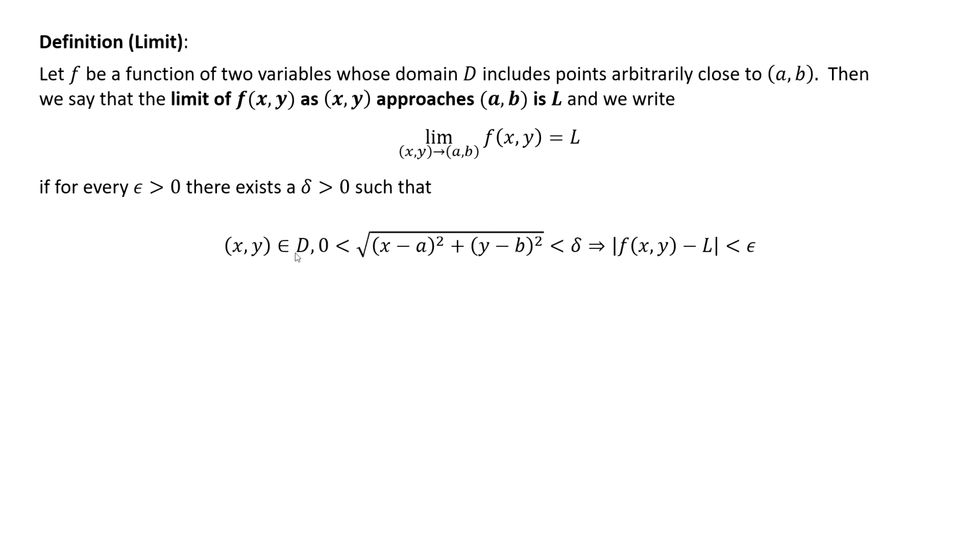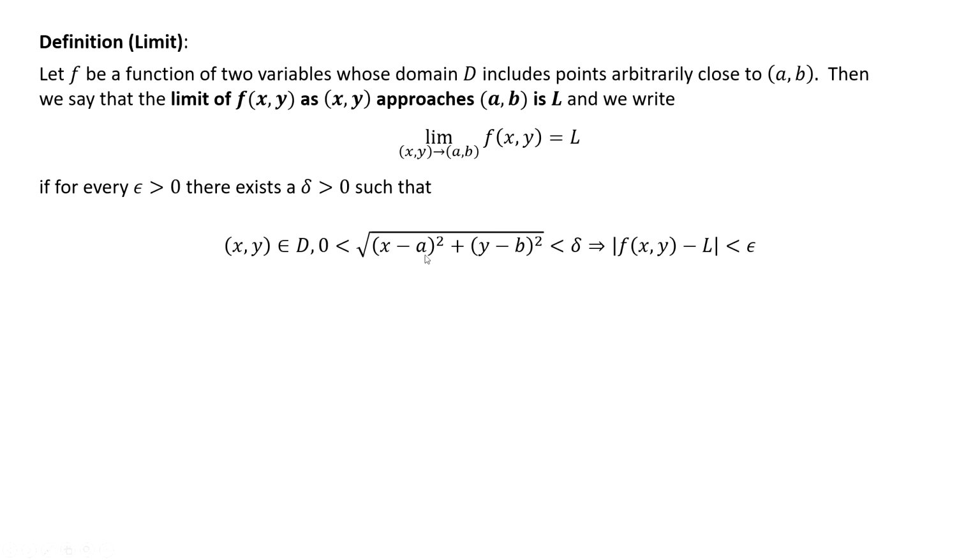And what else should happen? 0 must be less than the square root of (x minus a) quantity squared plus (y minus b) quantity squared. And that should in turn be less than delta. What this is saying is, does the (x minus a) quantity squared plus (y minus b) quantity squared remind you of something?